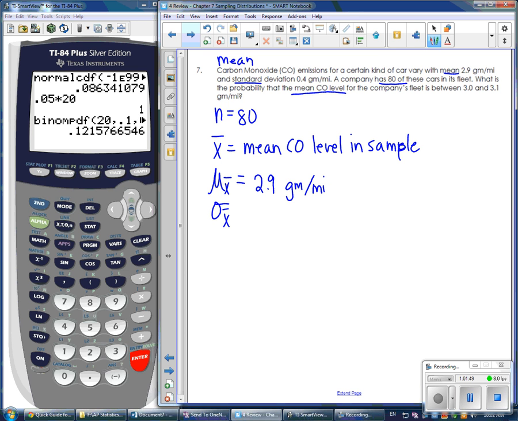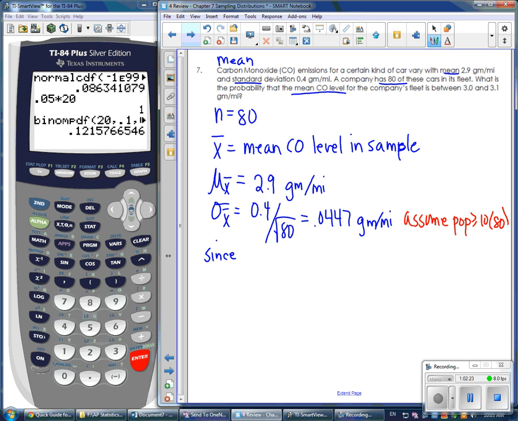My standard deviation of X bar is just going to be the standard deviation of the population divided by the square root of my sample size. And when I do this calculation, I get 0.0447, and that again would be grams per mile. Let me just write real quickly: if I'm dealing with that standard deviation formula, the condition that applies would be to assume that my population has at least 10 times my sample. So we've got to assume that there are at least 800 cars in the fleet.